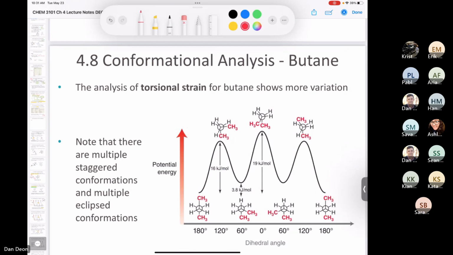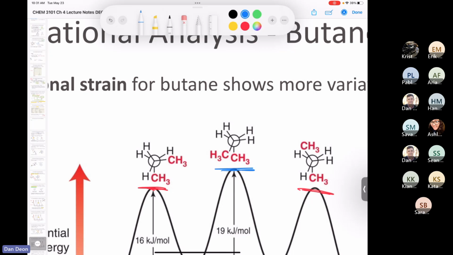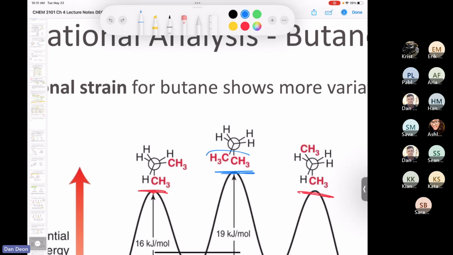Now check this out. If you look at the conformational analysis of butane, you'll see that all of the eclipsed conformations are not degenerate, are they? You have two that are equal in energy, and then you have one that's higher in energy. And there's a good reason for that. If you look at the one that I have highlighted in blue, in that particular eclipsed conformation you have two methyl groups blocking each other, whereas in the other ones it's just a methyl and a hydrogen blocking each other. But here you have two methyls, those are bigger, so it's going to cost you more energy.